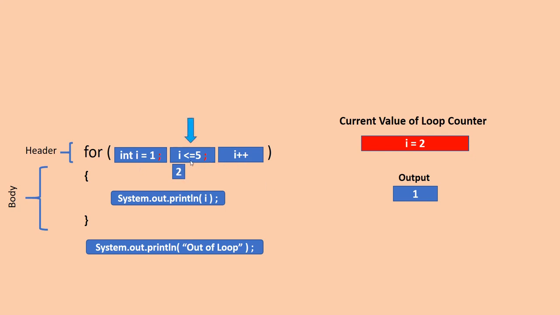Currently 2 is less than 5. So this condition is true. Once this condition is true, all the statements in the body of the for loop will be executed. In this case, we have only one statement. So this will output the current value of I, which is 2. Let's see.